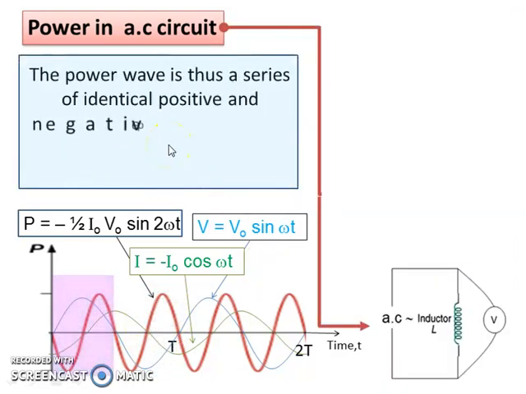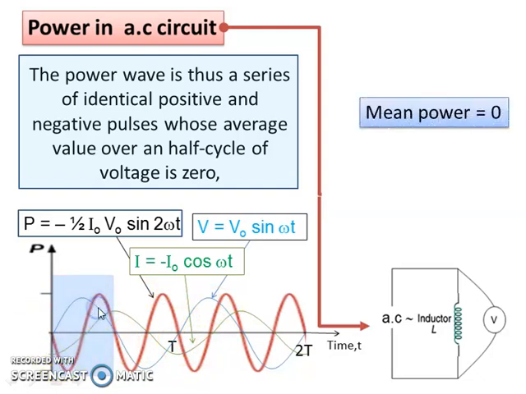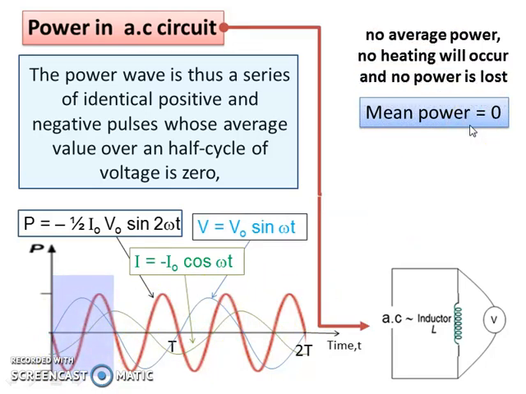So the power wave is thus a series of identical positive and negative pulses. And the average value over a half cycle here is also 0. Therefore, the mean power is equal to 0. So no average power, no heating will occur, and no power is lost.